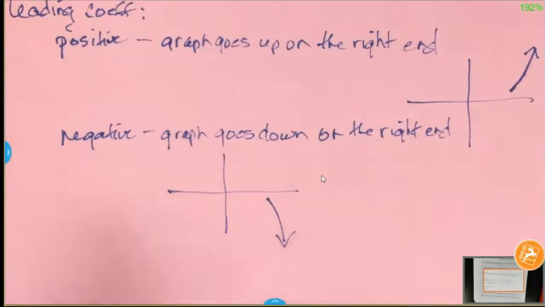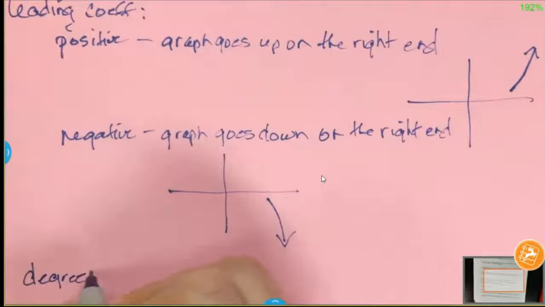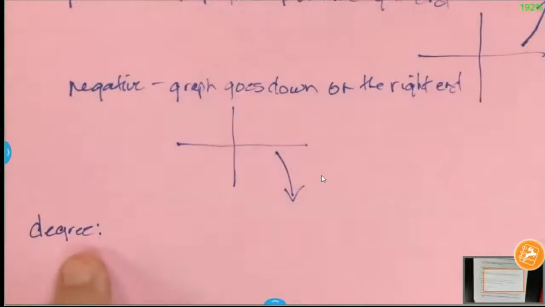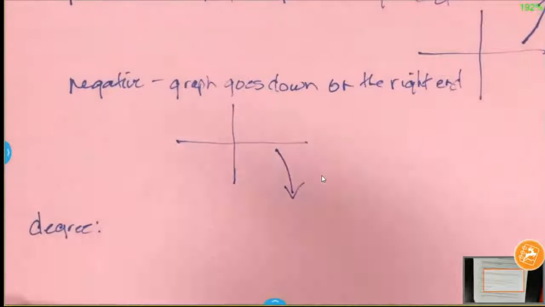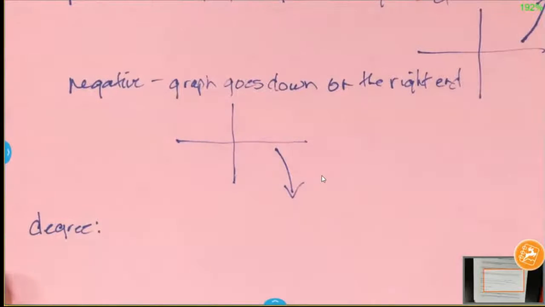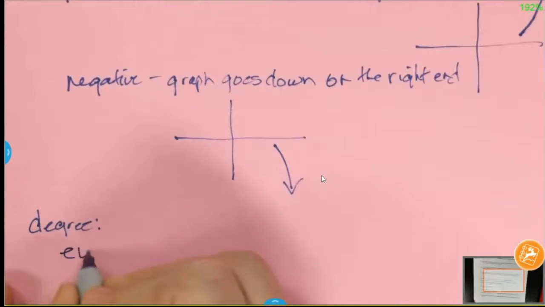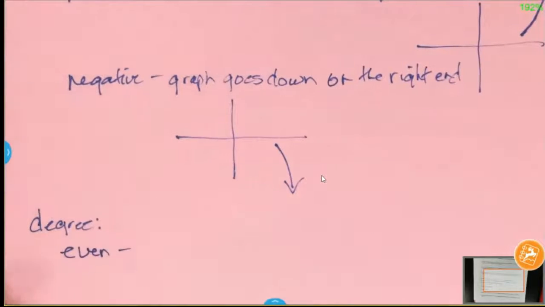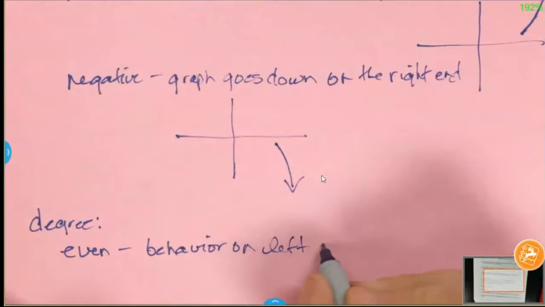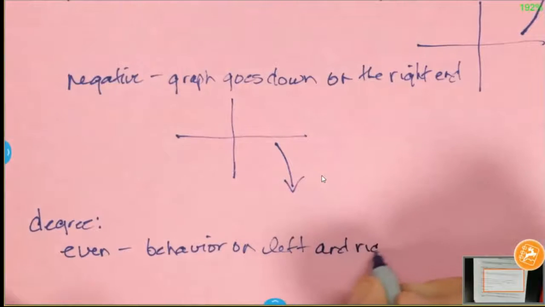The other thing we got from that leading term was the degree. That's going to tell us something different. This is actually going to tell us what's happening on the left end, if we already know what's happening on the right end. For the degree, we can look at whether it's an even number or an odd number. If it's even, then the graph has the same behavior on the left end that it did on the right end. So if this is true, then the behavior on the left and the right ends is the same.